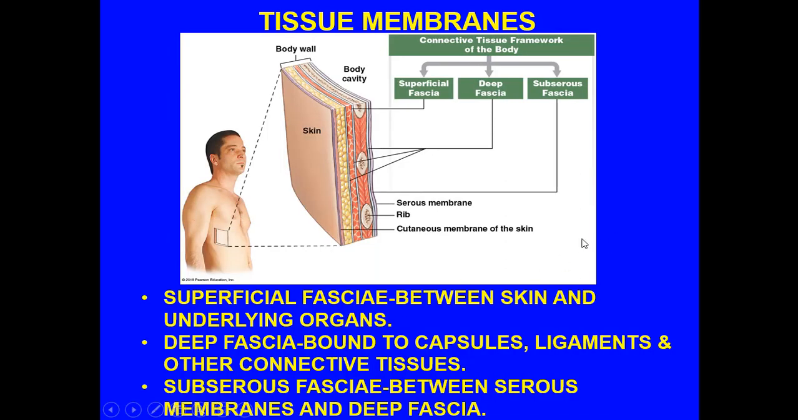Now, when you look at superficial fascia, that's really between skin and underlying organs, okay? When you see deep fascia, that's bound to capsules, ligaments, and other connective tissues. The subserous fascia is between the serous membranes and the deep fascia, as you can see in this diagram right here.